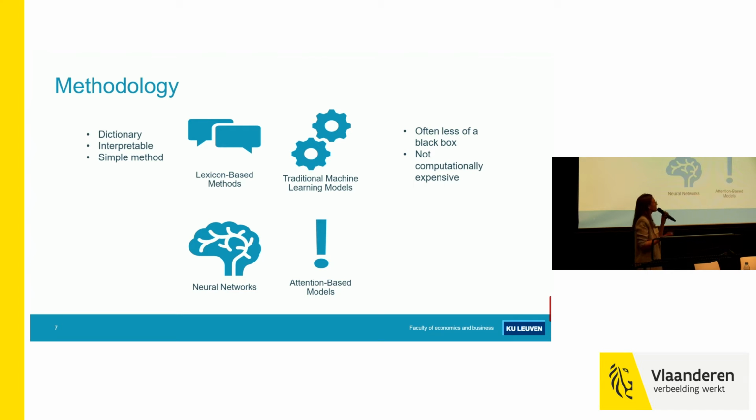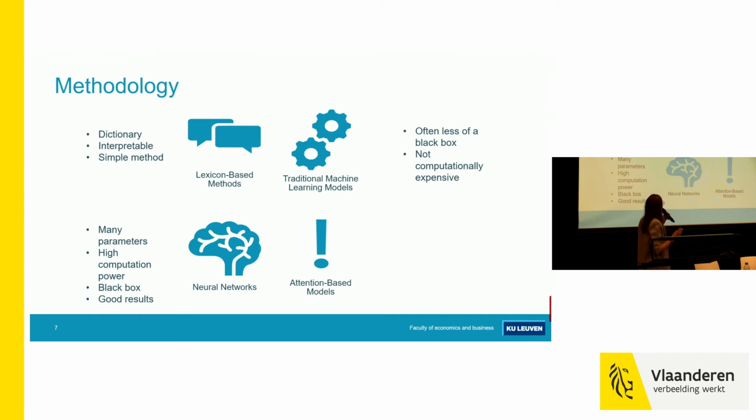Traditional machine learning models, as I said, we use logistic regression, XGBoost, and naive Bayes. They are often less of a black box than the neural networks and attention-based models that I will talk about later, and not that computationally expensive. However, maybe they are also too simple. That's something that we will find out a bit later.